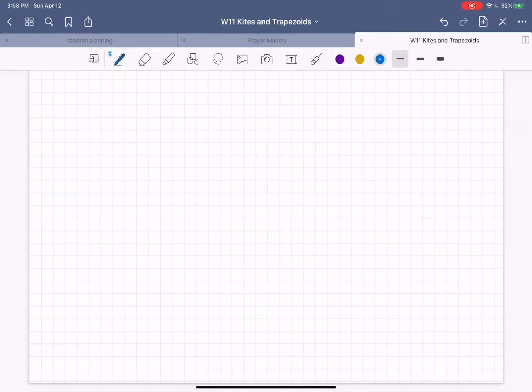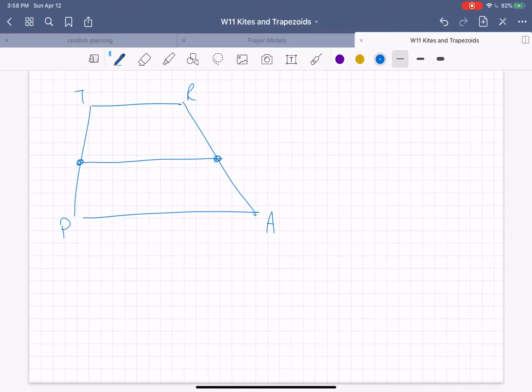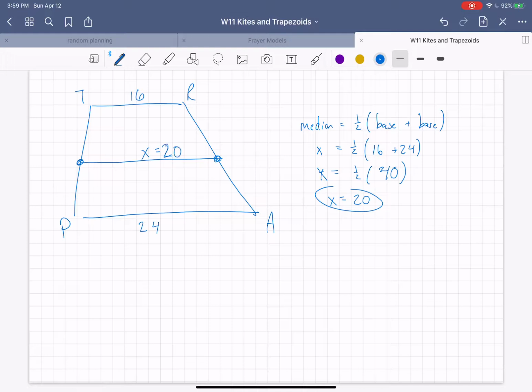So let's look at trapezoid TRAP. If we draw that median, we have some different types of problems that might pop up. First one, let's just do it with some numbers. So let's say this is 16 and this is 24. We want to figure out how big the median is. So when we do this, we have to remember our rules, and our rules say our median, our x, is equal to 1/2 base plus base. So that would be 1/2 of 16 plus 24. So x is equal to 1/2 of 40. So x is equal to 20. So that means our median here is 20 units long.